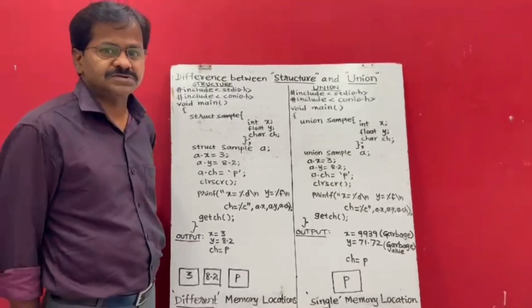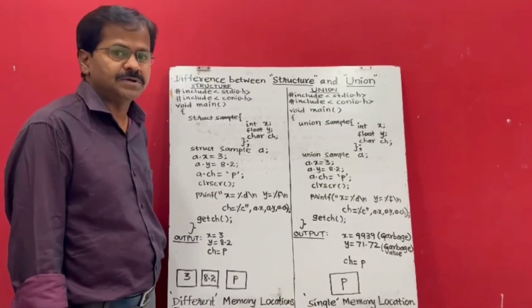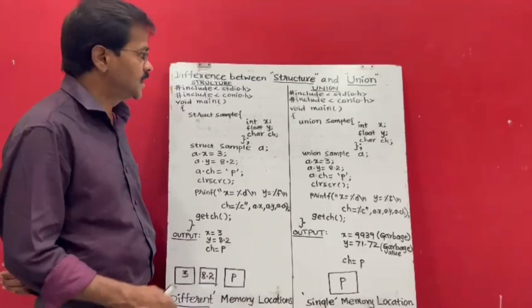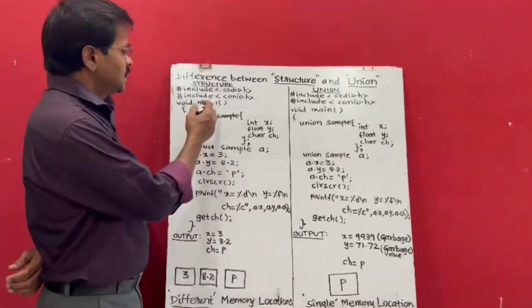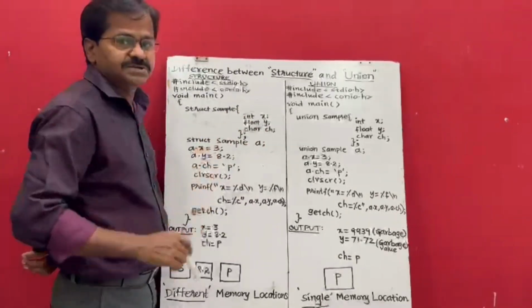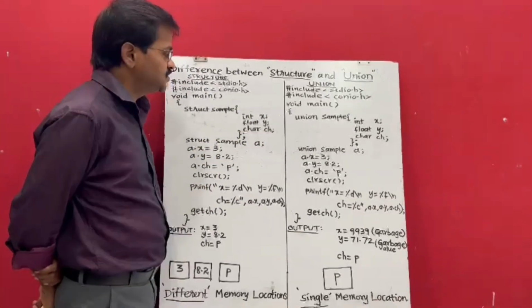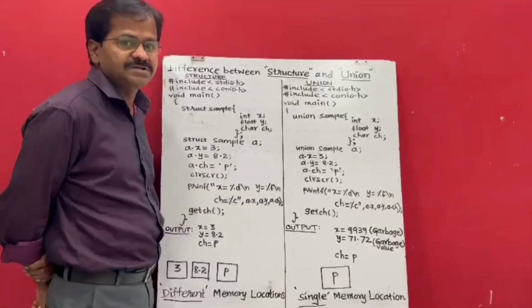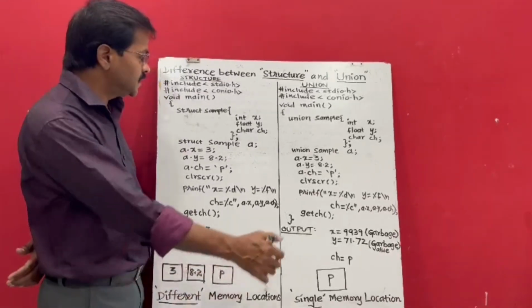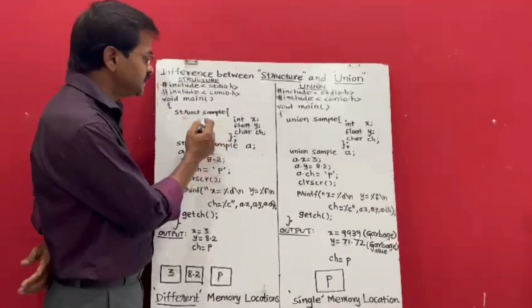Today we are going to discuss structures and unions, and we will see what the difference between structure and union is. Here, a structure is a collection of different types of elements. This is called a heterogeneous type of elements. Heterogeneous means different types of elements under a common, user-defined name.